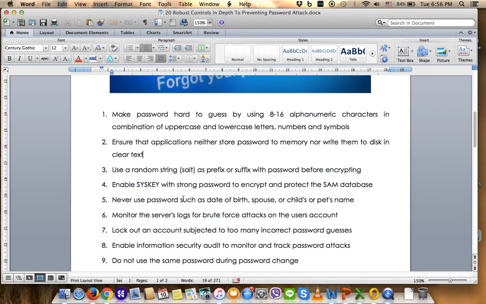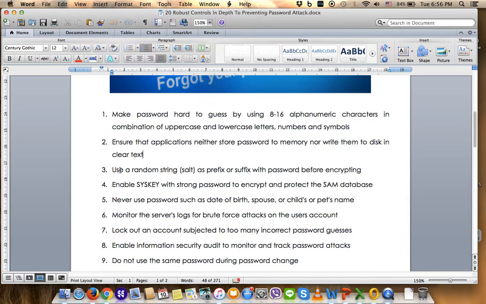So the control number two, ensure that application neither store the password to the memory nor write them to the disk in the clear text. This is involvement with the application that the developer need to identify what is a risk that store or cache the password in the clear text.